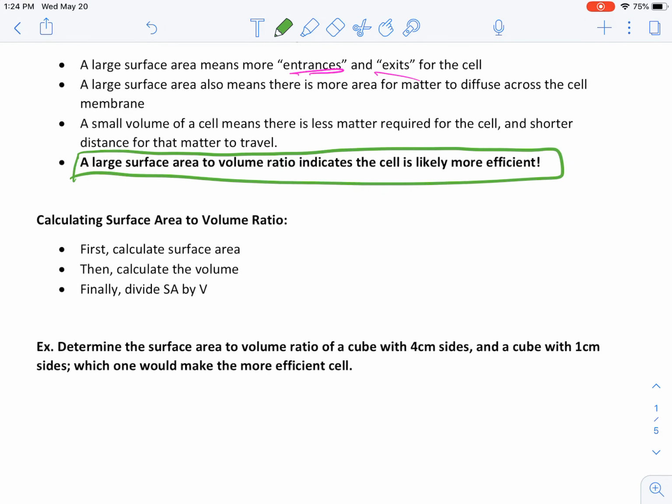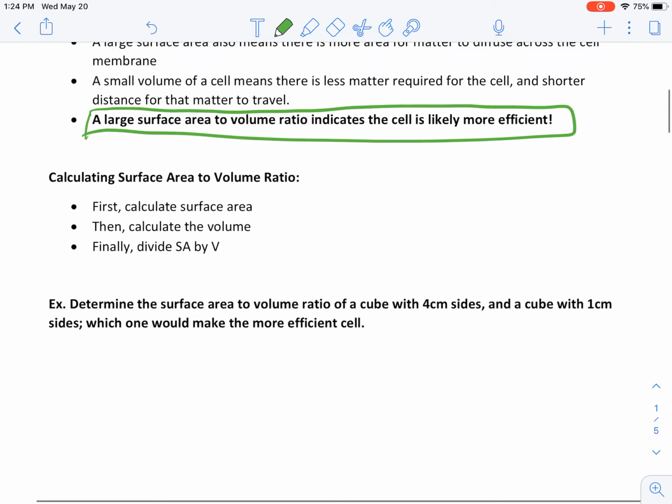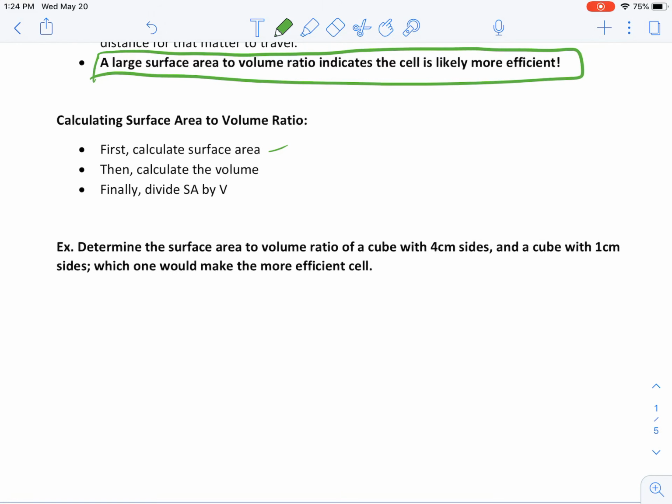Let's look at calculating the surface area to volume ratios. First, you're going to calculate surface area of a cube or a sphere or whatever you're dealing with, then you're going to calculate the volume and then just divide the two. It's that simple. So let's try one. Let's determine the surface area to volume ratio of a cube with 4 centimeter sides. So that's a cube with 4 centimeter sides. Not the best drawing, but that's okay. And then we'll do a cube with 1 centimeter sides.